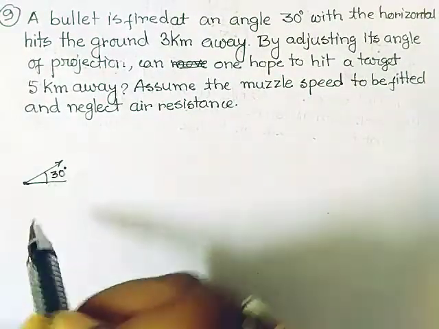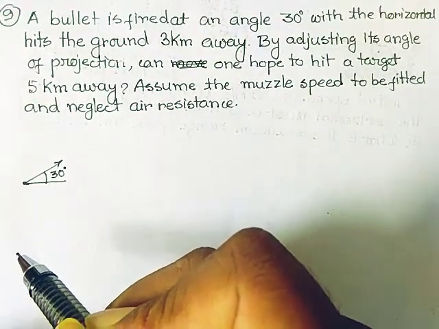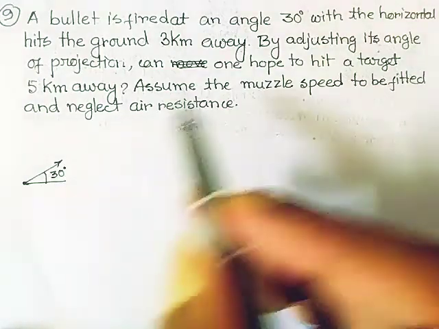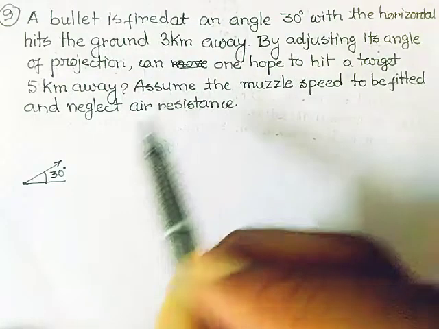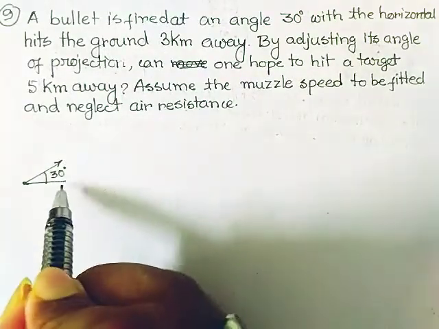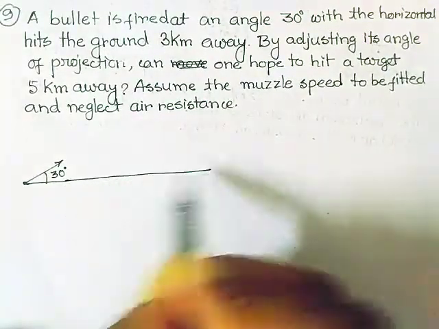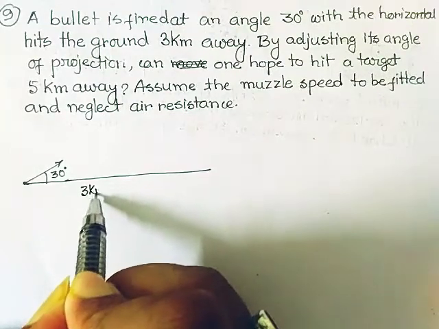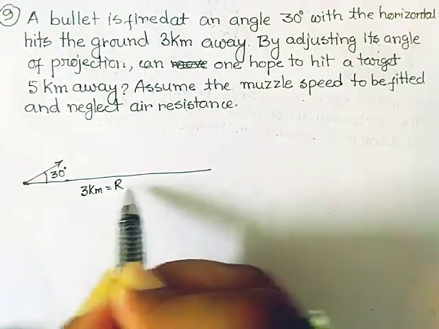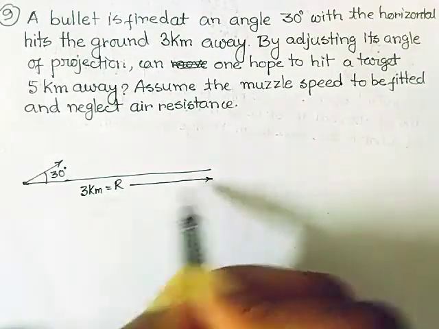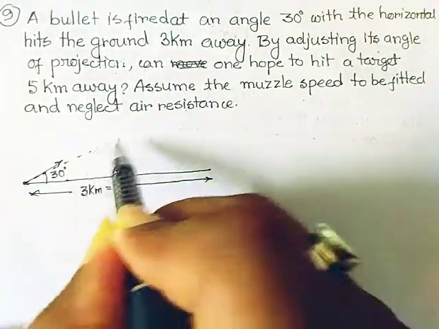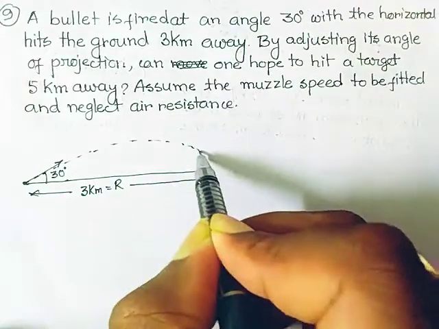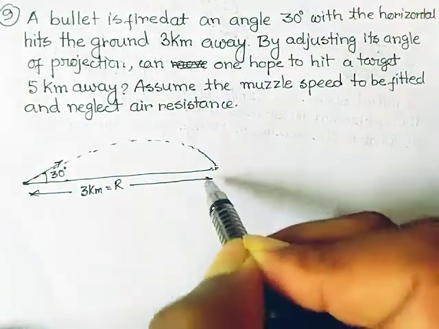It is fired at an angle 30 degree. Now the question is, it hits the ground 3 km away. So this basically gives us a range. The particle, the bullet basically moves like here and reaches the range here.